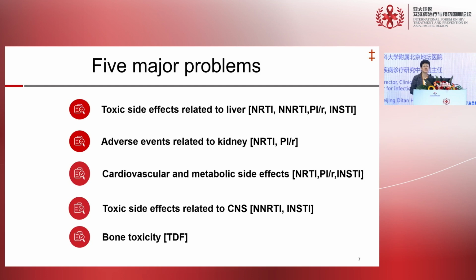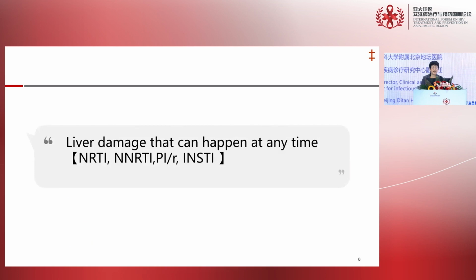And also you can see PI, NNRTI and INSTI are metabolized by the liver. So liver problems may occur. Another class is renal disorder. You can see that PIs and NRTIs are metabolized by the kidney. So kidney stones, for example, may happen. And also some of the drugs like NRTIs and the PI or INSTI may have cardiovascular and metabolic side effects. And NRTI and INSTI may have toxic side effects related to the CNS.